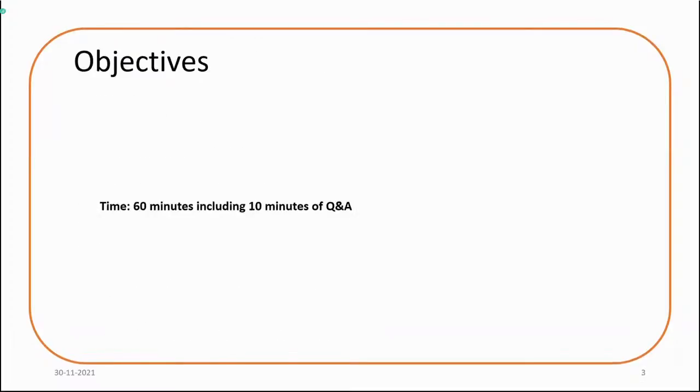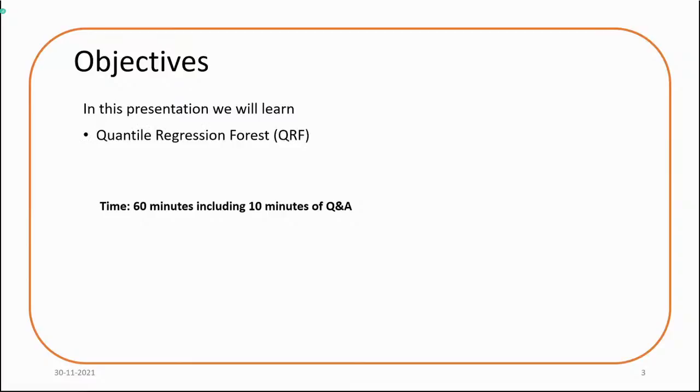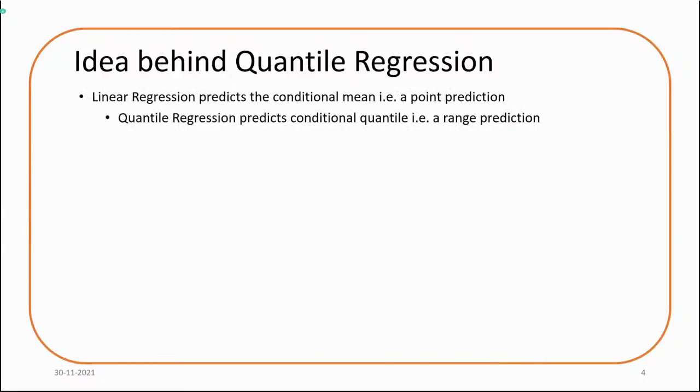So after this presentation, which will last around 60 minutes, including 10 minutes of Q&A, we'll learn the quantile regression forest and its implementation to predict credit card expenditures. So the first and foremost thing is quantile regression. As I said, we all know about linear regression, which predicts the conditional mean, a point prediction.